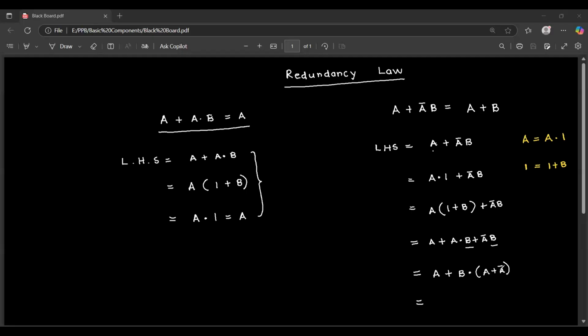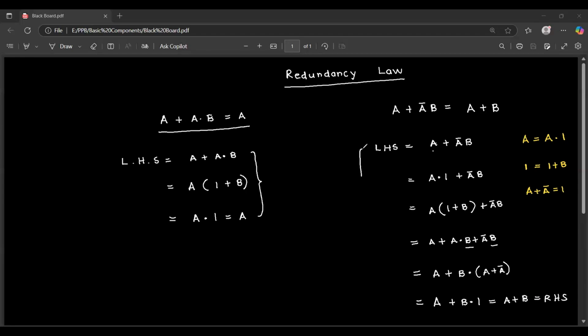So A plus A bar, do you remember the inverse law? A plus A bar is actually equal to 1. That's the inverse law, or complement law. So it will be A plus B into 1, which is equal to A plus B. So you can see that it is equal to the right hand side.